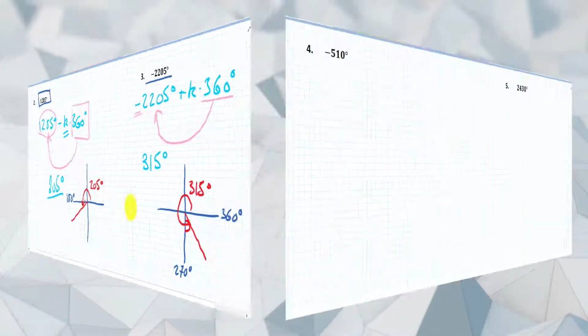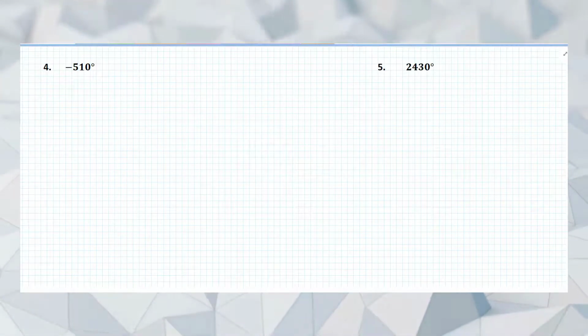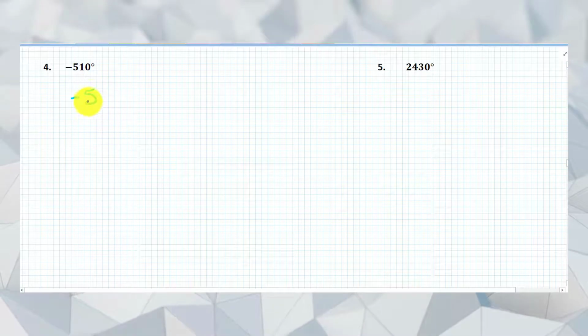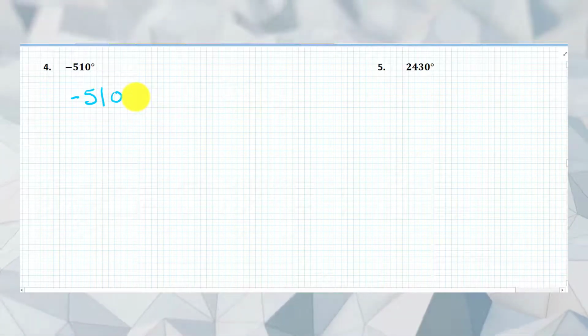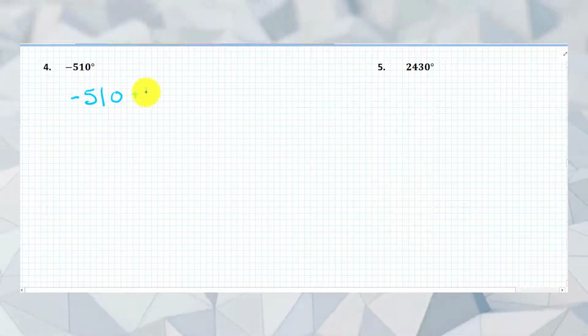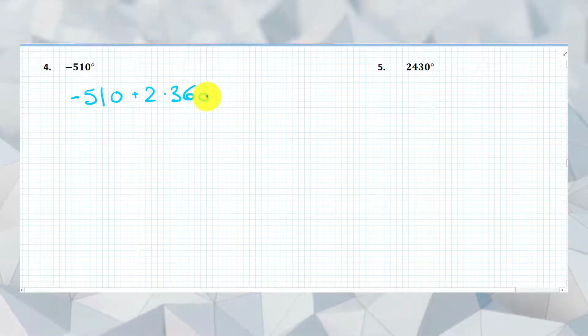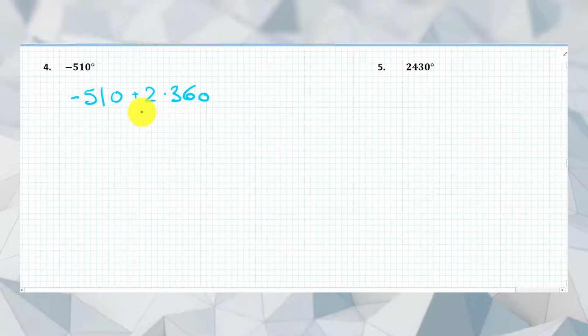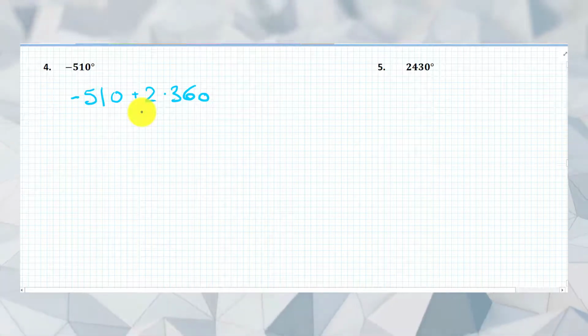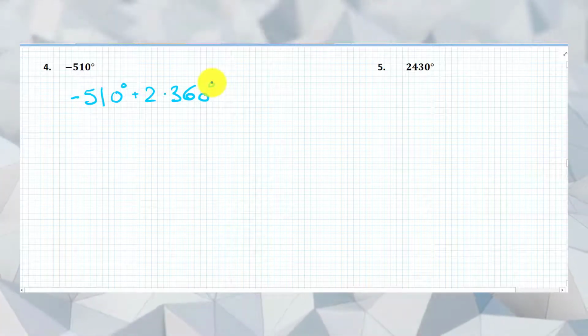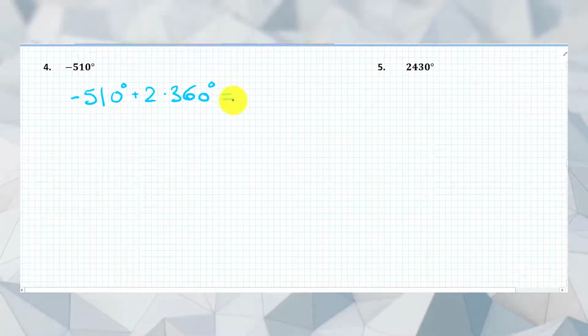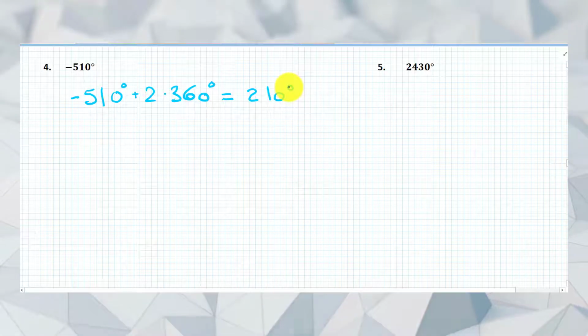Next example. All right, let's do 4. Well, 4 is pretty simple, right? How many 360 do you have inside 510? You have one 360 now. Because the angle is negative, you will need to add 2 times 360 to make it positive. 2 times 360 is 720, okay? And so when you do negative 510 degrees plus 2 times 360 degrees, you will find 210 degrees. Here we go.